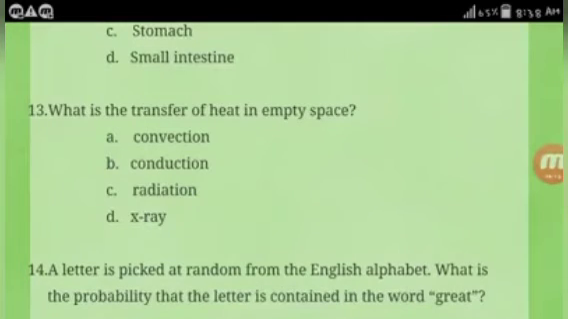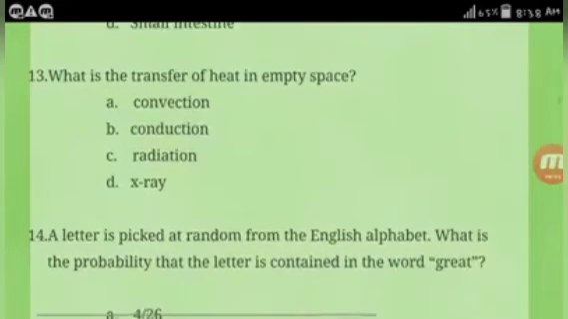Next, number 13, what is the transfer of heat in empty space? Of course, empty space, that's radiation. Solid to solid transfer of heat, that's conduction, letter B. And convection is solid to liquid. So the answer here is letter C, radiation.